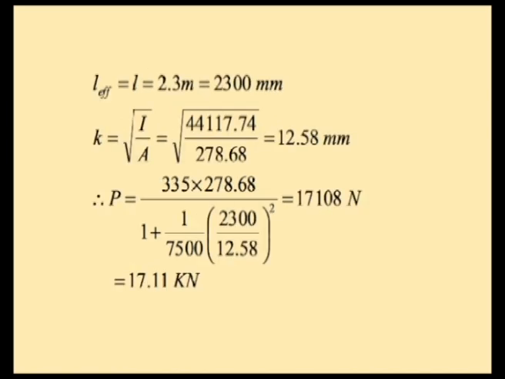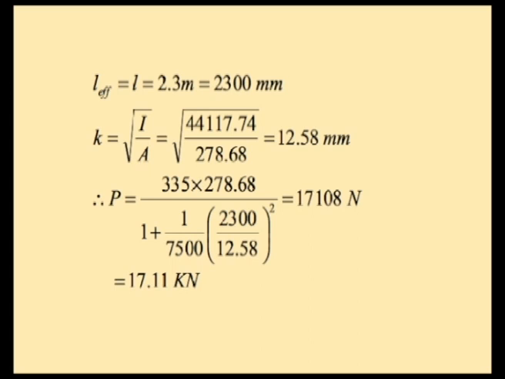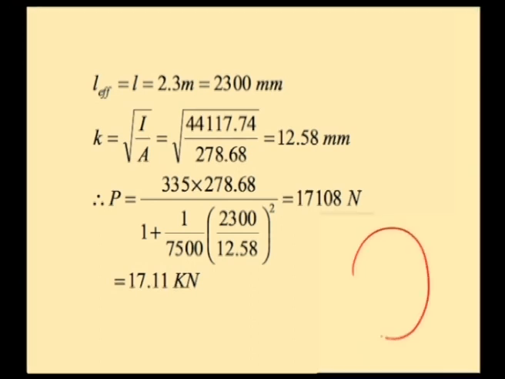The effective length is 2.3 meter itself, because both ends are hinged, and now we need to calculate the radius of gyration, small k. So, small k equals the square root of I xx by A or I yy by A, whichever is minimum, and in this case it is a hollow circular section. So, I xx will be equal to I yy, therefore, k equals root of I by A, where I equals pi into d o power 4 minus d i power 4 by 64, and the area we have computed. Using which we can find the radius of gyration as 12.58 mm.